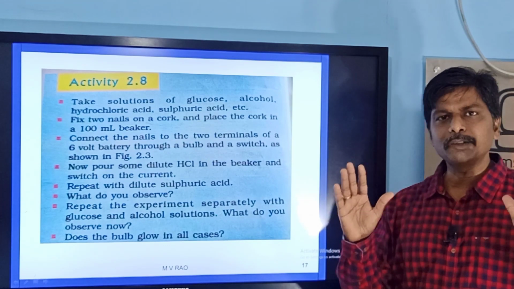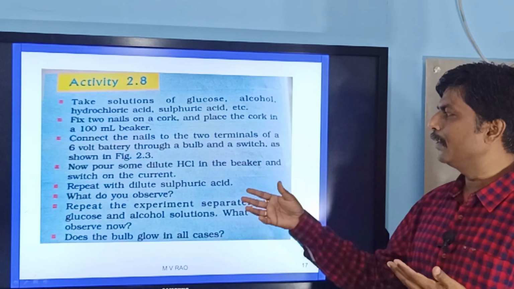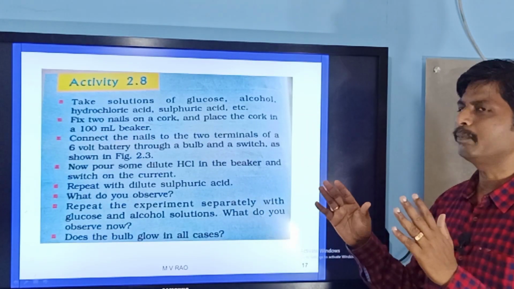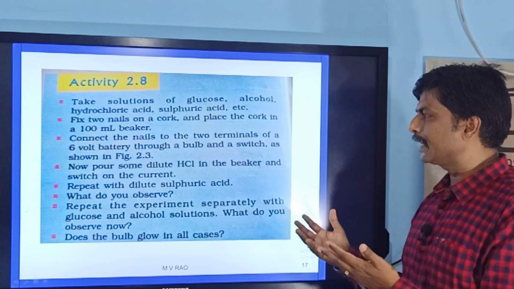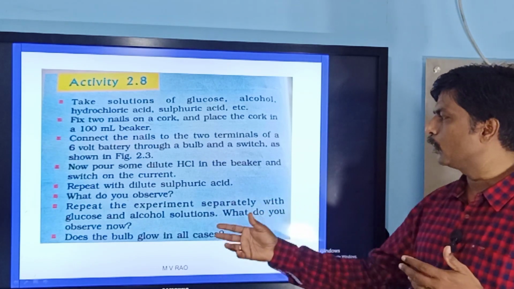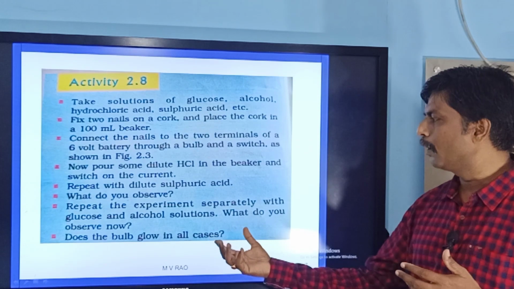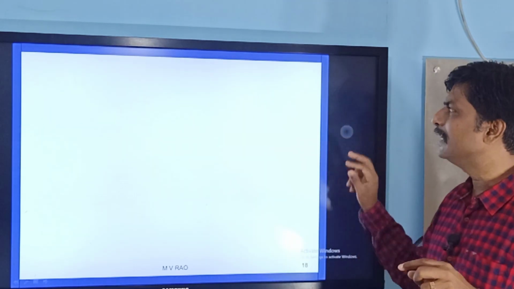Then you observe. Repeat this experiment with dilute sulfuric acid. First you start this experiment with dilute hydrochloric acid, second with dilute sulfuric acid. What do you observe? Repeat the experiment separately with glucose and alcohol solutions. What do you observe now? Does the bulb glow in all cases? That is the only thing you have to observe in this activity.